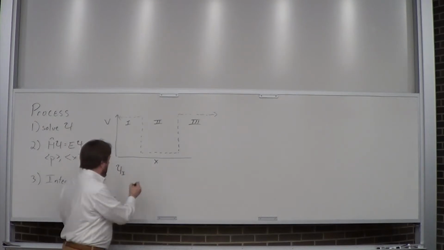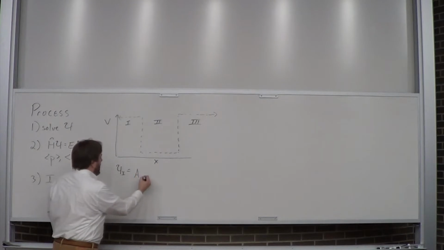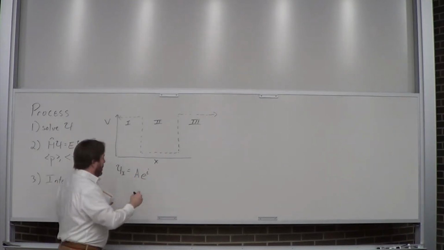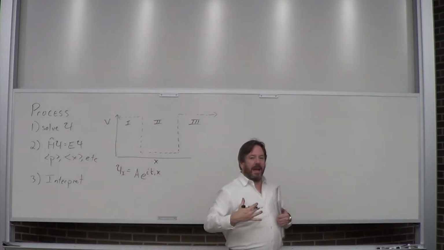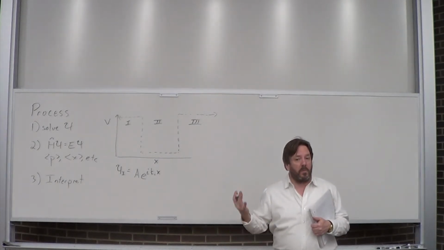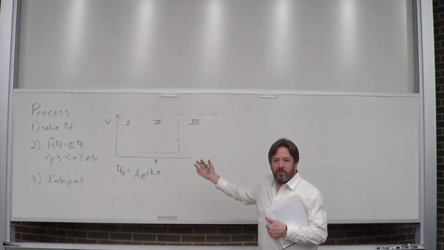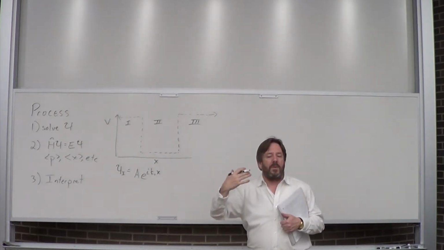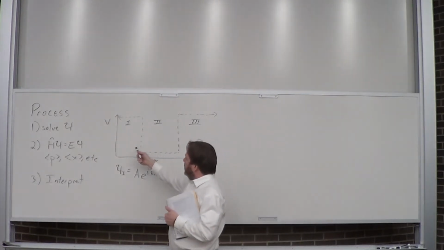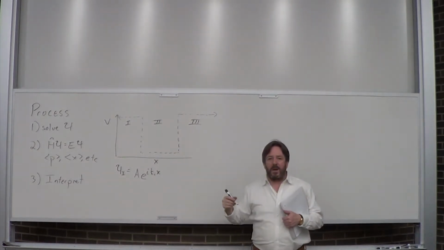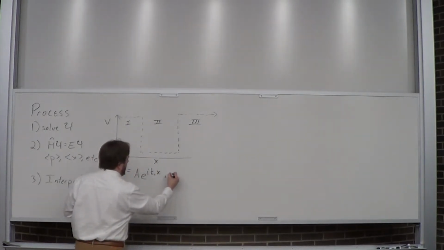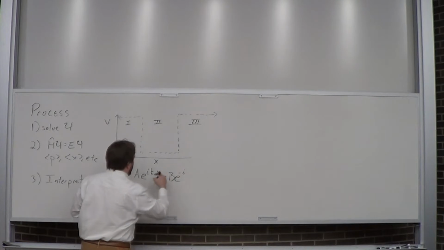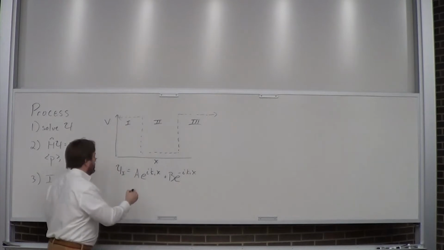The wave function in region 1, what is it? A e to the i, now I've got to be careful, k1x. Remember that k are wave vectors. They're 2 pi over the de Broglie wavelength. And you just saw me make those drawings. It was very clear in the unbound case that we're going to have different wavelengths on the left and right versus the middle. That means they have different k's. So k1, plus B e to the minus i k1x. That form is always true for flat potentials.